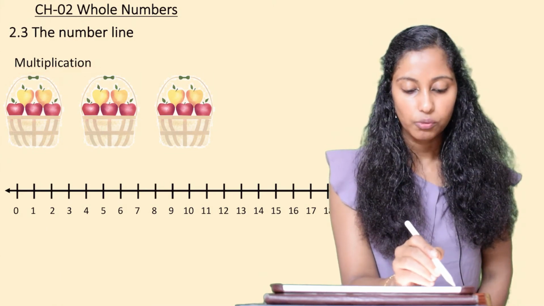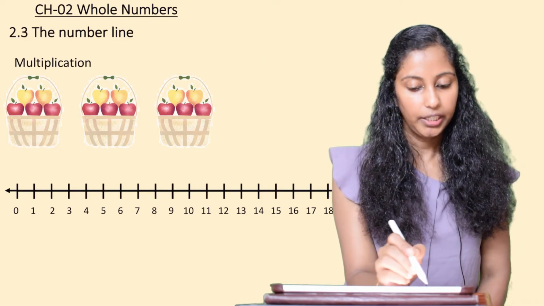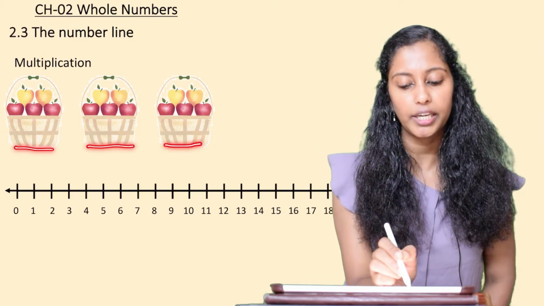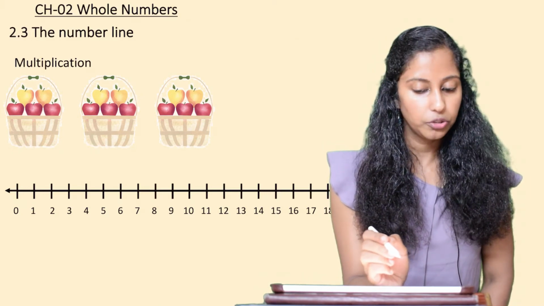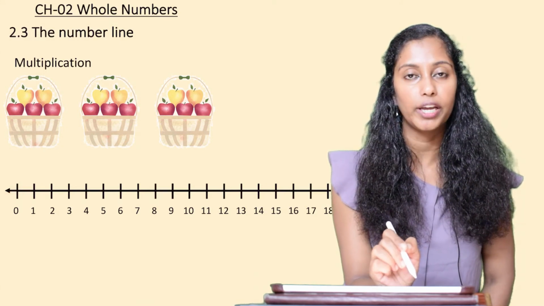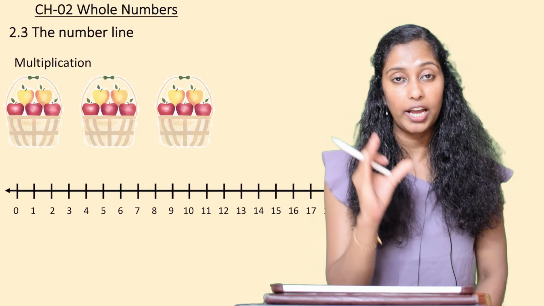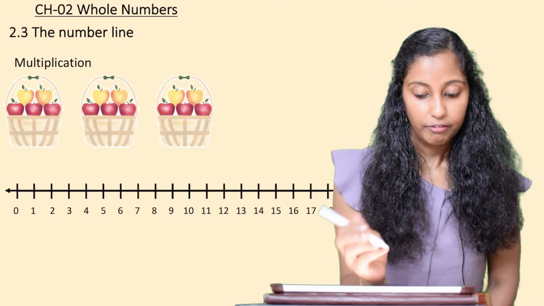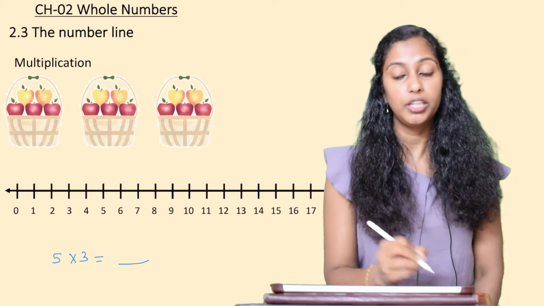Now let us see an example of multiplication. So Sohan goes to a market. He sees one basket has got 5 apples and he wants to buy 3 such baskets of apples. So he wants to know how many apples he can get home by buying 3 baskets of apples. So using this number line, we are going to find out how many apples altogether Sohan can buy by buying 3 baskets, each having 5 apples. So 5 multiplied by 3 is equal to dash.